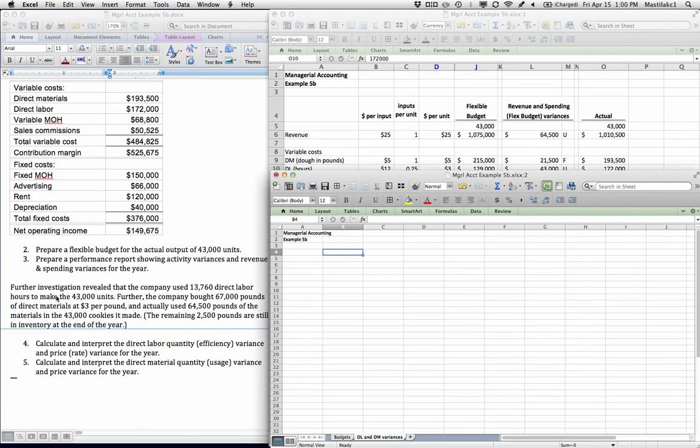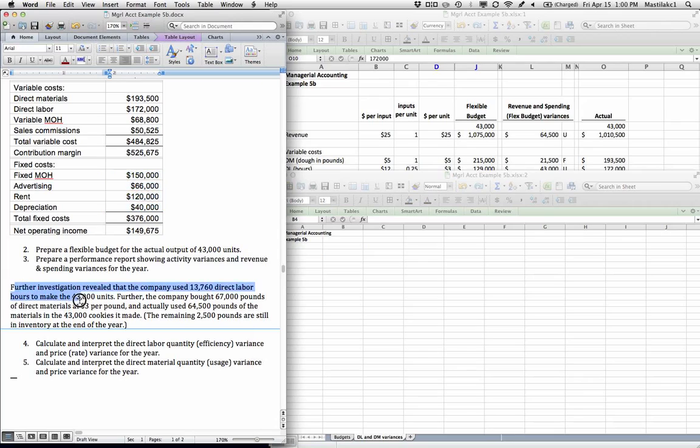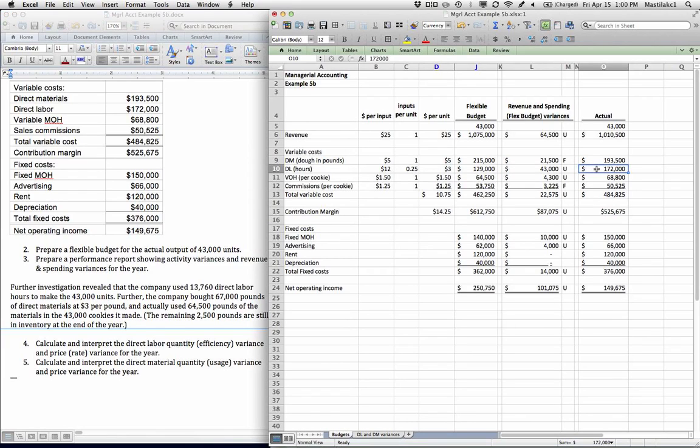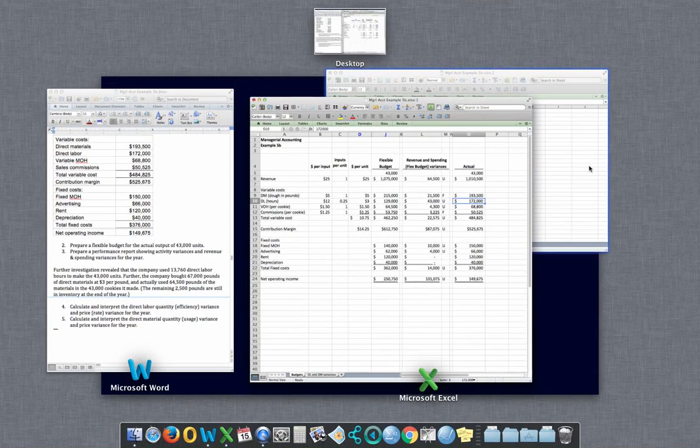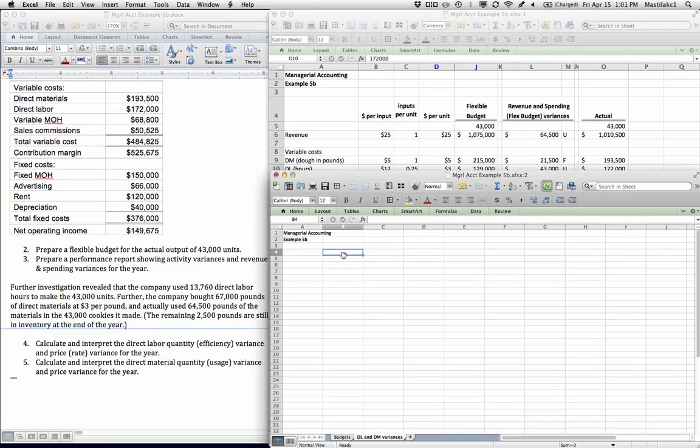If you look at the example, we're told that further investigation revealed that the company used 13,760 direct labor hours to make the 43,000 units. So now we know how many labor hours were used. We also know the total labor cost, so it's not that hard to back into what the labor rate per hour was. In order to understand that difference, though, we need to understand how much of the difference of 43 relates to the number of labor hours and how much relates to the price per labor hour.